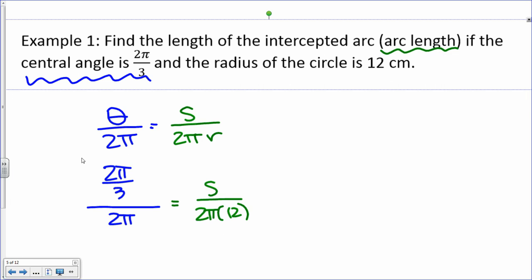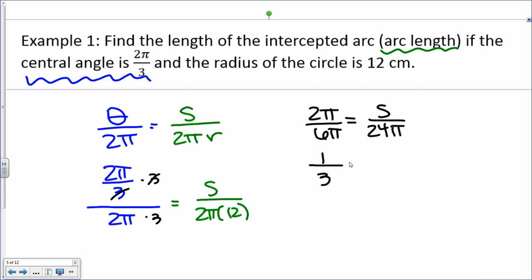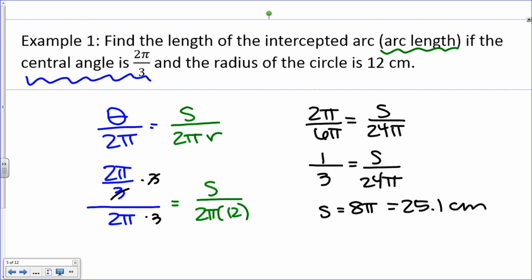When you start to condense this, I'm going to need to multiply by my LCD here, which is 3. Those cancel, and you get 2 pi over 6 pi. On the right side, if you start to simplify that, I can make this really just 24 pi. Remember, you can simplify this also to 1/3 if that helps you. And then you're just thinking of this as cross multiplying. When you cross multiply this, your arc length is 8 pi, which is about 25.1 centimeters.